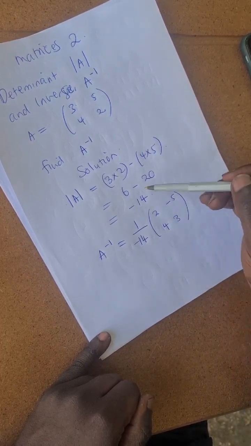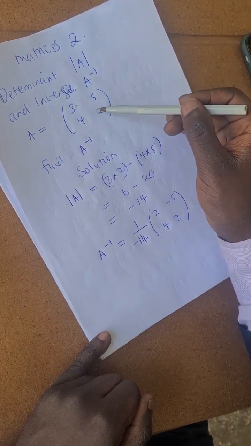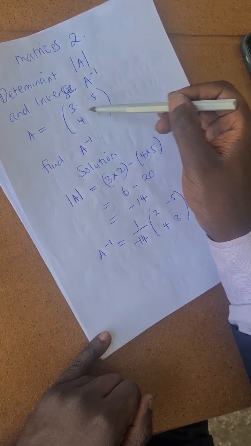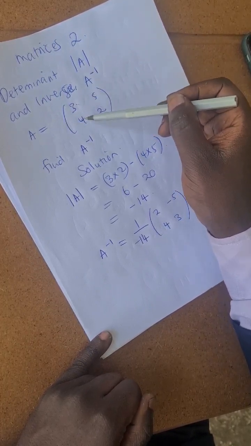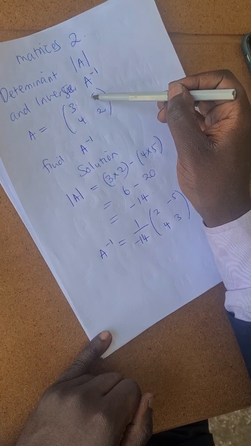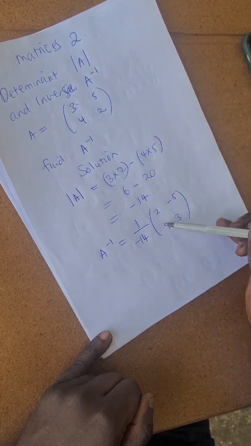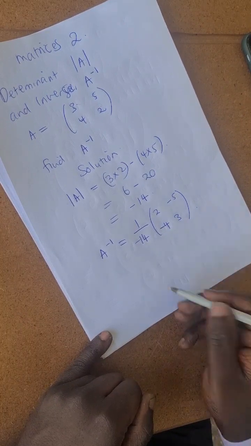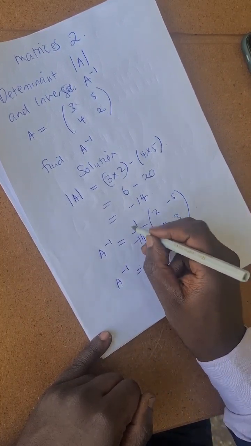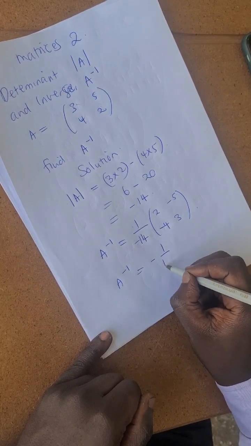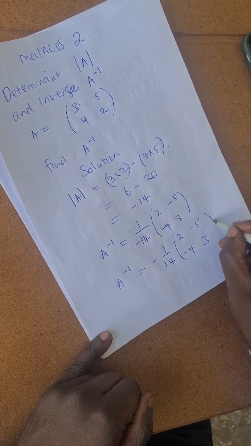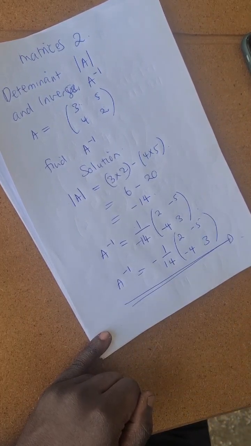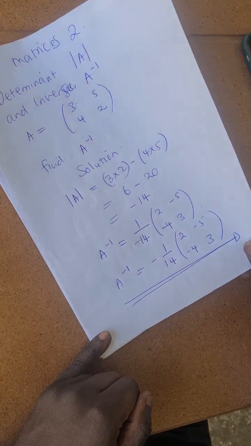I want you to note something. These ones are changing sides only. It means they rotate. This one, 2 comes here, 3 comes here. These ones, they just change signs. That means it was a positive, it became a negative. It was a positive, it became a negative here, right? So this is the inverse. If you're asked to find the inverse of something, you write something like that.